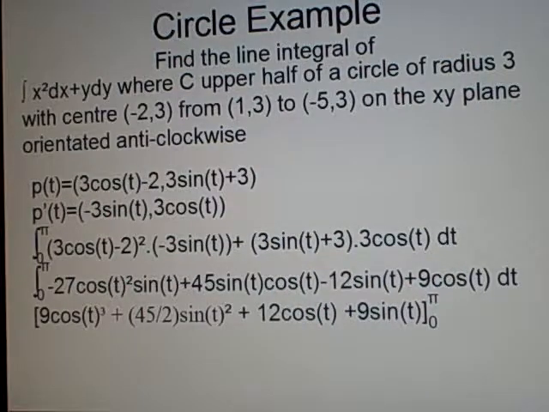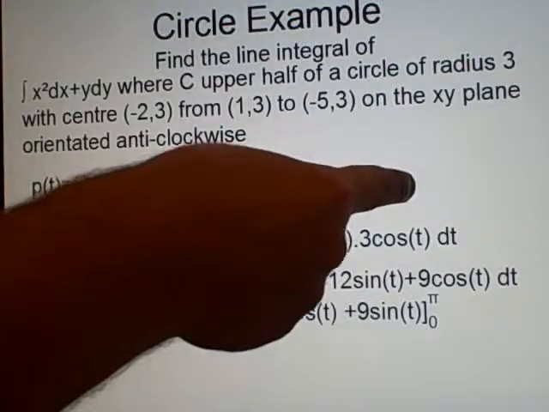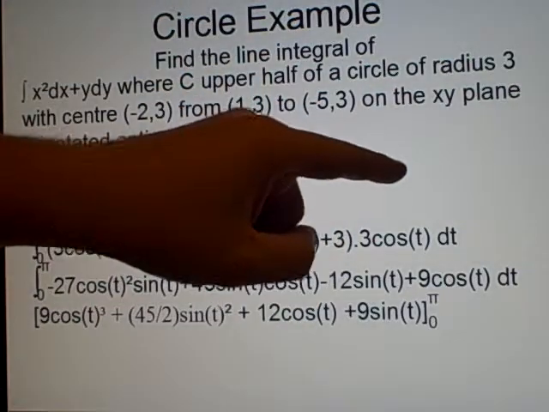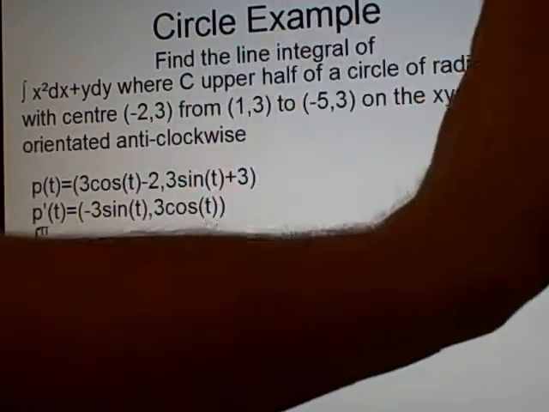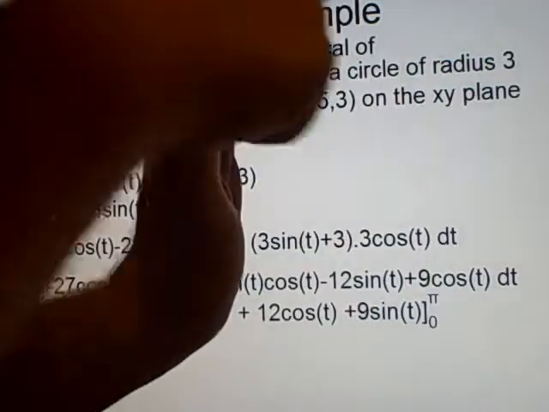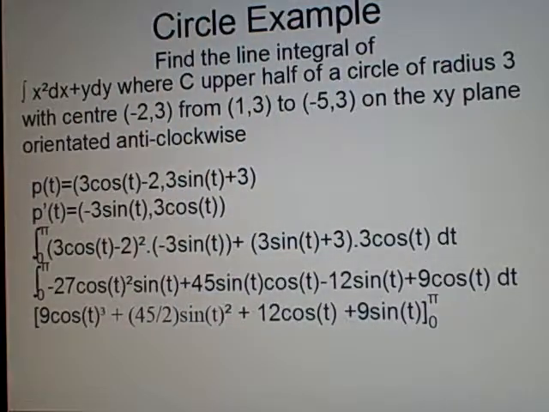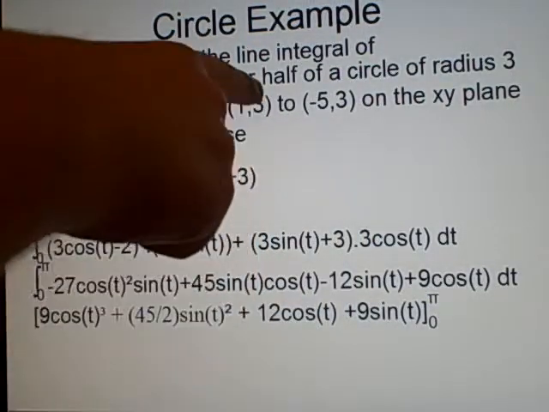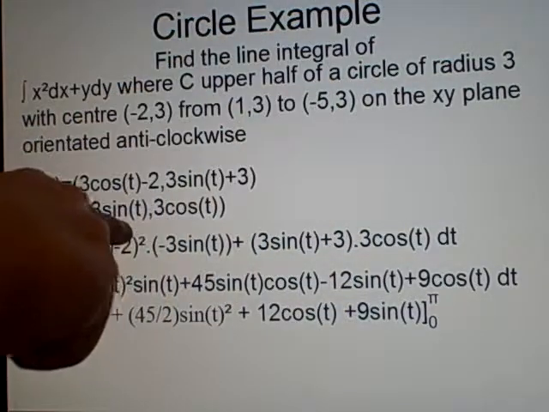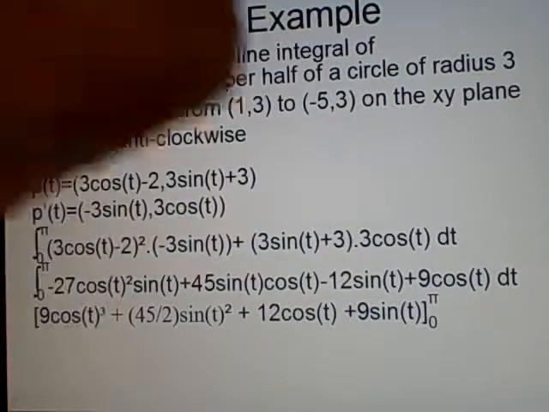and pi. Now, if you're wondering why it's between 0 and pi, it's because of our circle. It asks here for the upper half of the circle, and if we start here, this is the upper half, so we go from 0 to pi. If it asked for, say, the right side of the circle, then we'd have from minus pi over 2 to pi over 2. And similarly, if it asked for the other direction, here we've gone from 1 to minus 5, we could go the other way around and we go from pi to 0.